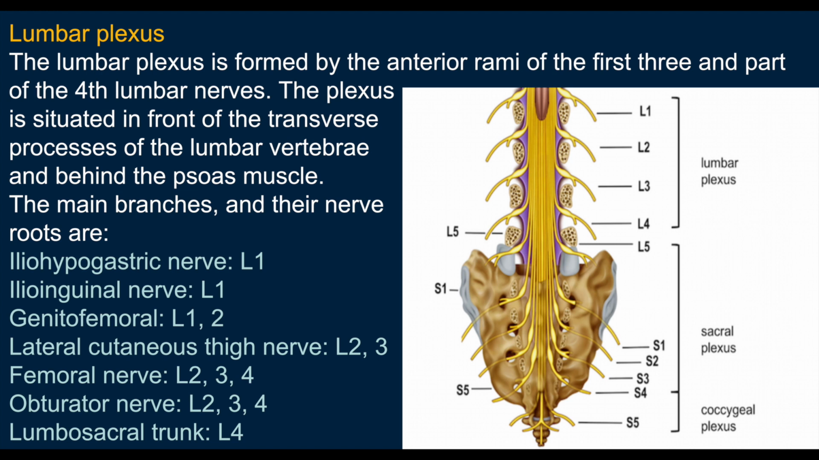iliohypogastric nerve arises from L1, ilioinguinal nerve arises from L1, genitofemoral nerve arises from L1 and L2, lateral cutaneous nerve of thigh which arises from L2 and L3, femoral nerve arises from L2, 3 and 4. Obturator nerve arises from L2, 3 and 4. Lumbosacral trunk arises from L4.